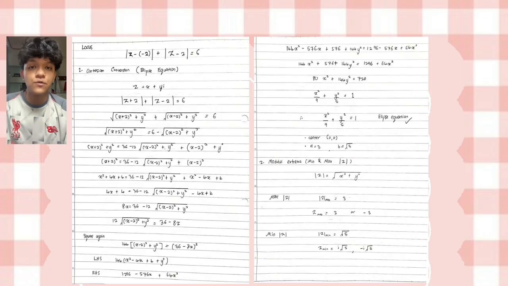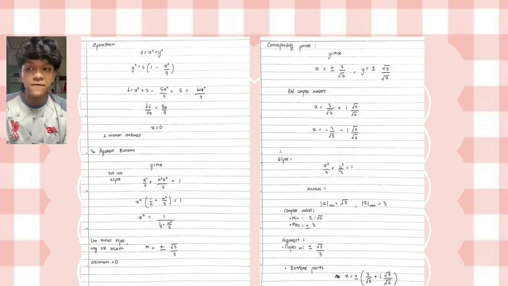semi-minor axis b equals root 5, which directly identifies the modulus extrema, a maximum value of |z| max equals 3 at z equals plus or minus 3 and a minimum value of |z| minimum equals root 5 at plus or minus i root 5. As a result, we further confirm using optimization by differentiating the distance squared, by substituting the line y equals mx into the ellipse and applying the condition for a single point of contact. We determine the argument extrema to be slopes of m equals plus or minus root 5 over 3.